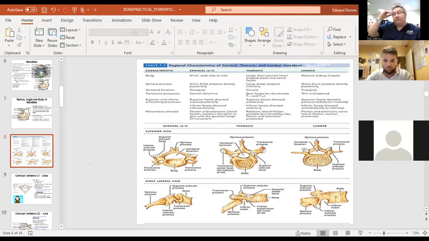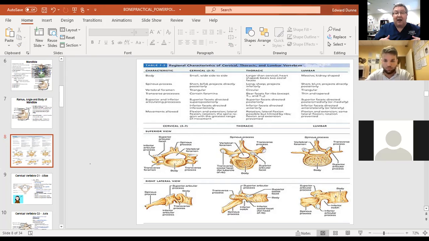Now, when we're talking about the vertebra, each of the vertebrae are very, very different. And I need you to understand how to differentiate the vertebra. So this is a really good slide on this PowerPoint because it actually breaks down the vertebra. And we're going to go through the vertebra itself in a few minutes.